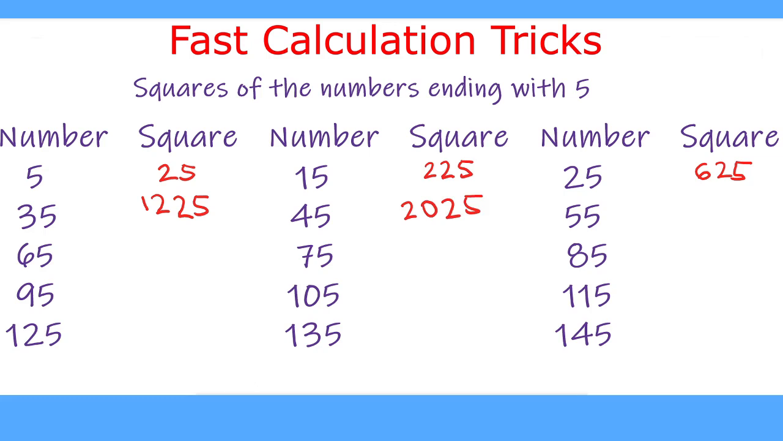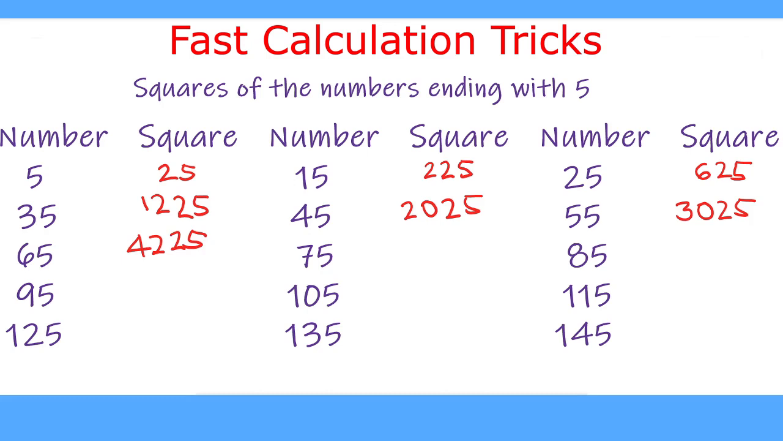The next number is 55. The digit at tens place is 5 and next higher number of 5 is 6. We multiply 6 by 5 which is 30. After 30 we have to just write 25. So square of 55 is 3025. We go to next number which is 65. The digit at tens place is 6. We have to multiply 6 by the next higher number of 6 which is 7, and 6 times 7 is 42. After 42 we have to write 25. So square of 65 is 4225.